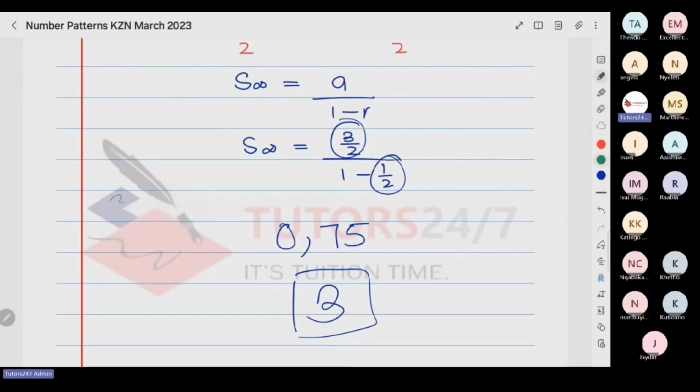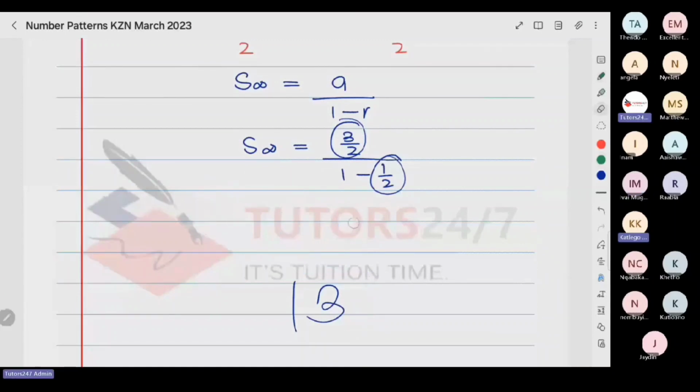So be careful with how you use your fractions on your calculator. Alternatively, what you can do is on your calculator, put it as 3/2 divided by, then open a bracket, 1 minus a half. Okay, so that's an alternative way. I feel like this way, there's less chance of messing up, but fraction over fraction is a confusing concept on a calculator, so please be careful, okay?